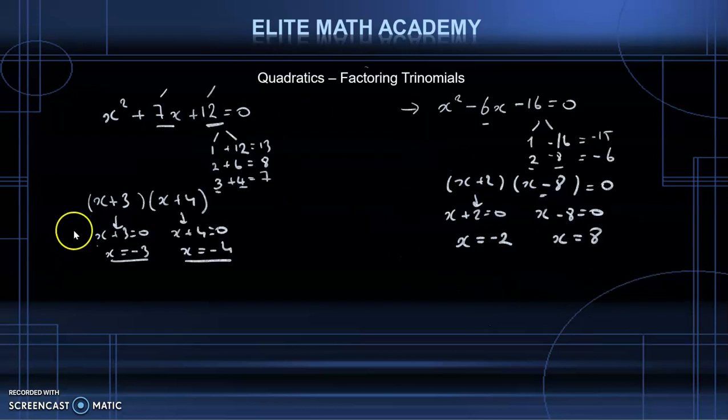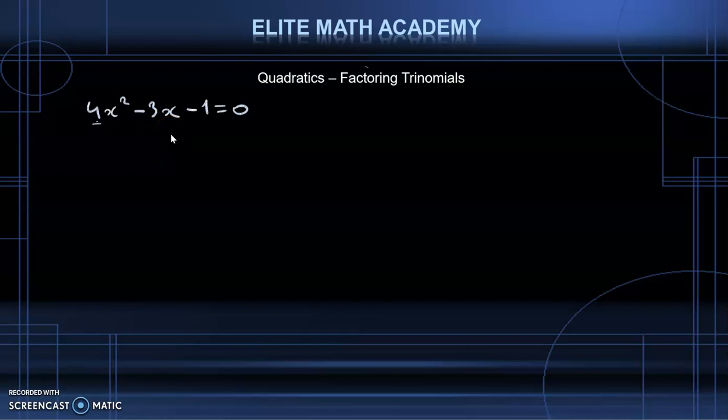Often, we can break down a trinomial by finding numbers that multiply to 12 and add to 7. But for this to work, the leading coefficient must be 1. x squared is the leading multiplier, so in this case, it's 1. What if it's not 1, and what if it's different than 1?